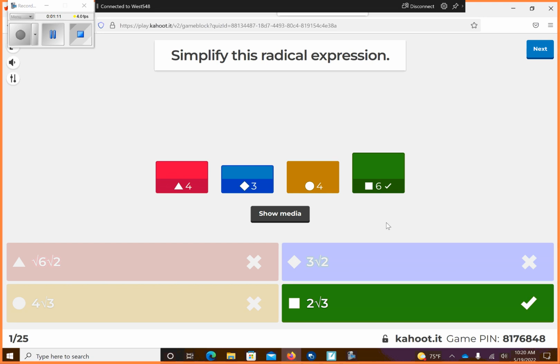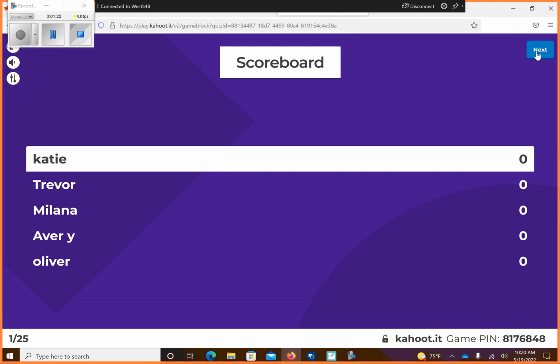Alexia, if you want to join the Kahoot, it's down there at the bottom right with the PIN number, if you have your phone. Cool. Ready? Jump into it. Oh, yeah. Katie's a big winner there.